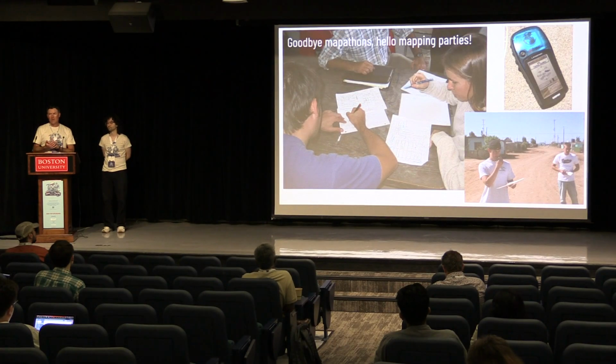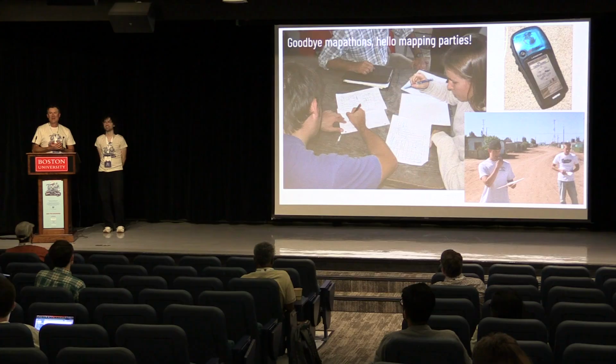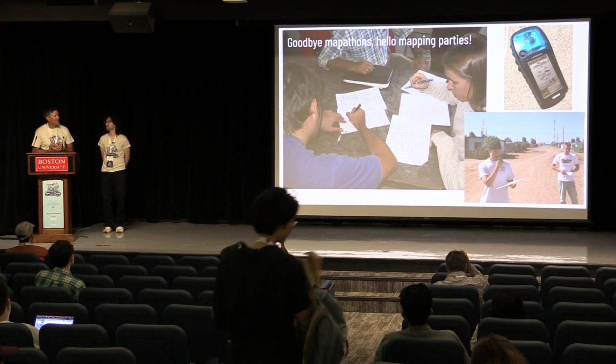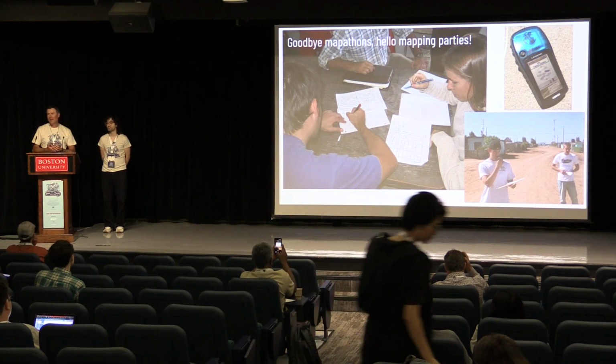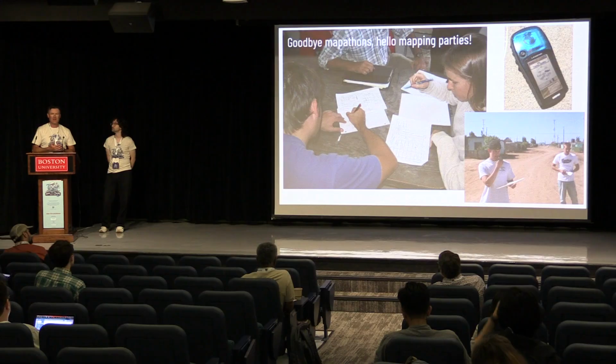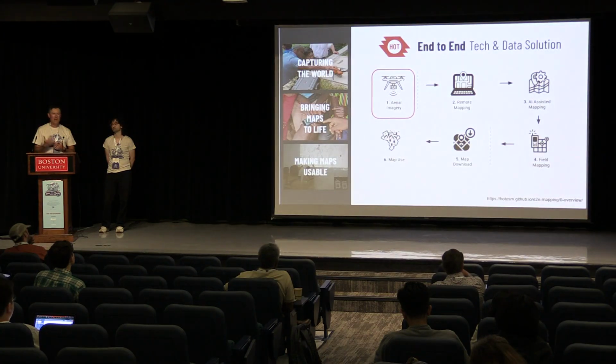So what do we do? We go back to mapping parties. Have you ever done a mapping party? Do you know what a mapping party is? Yeah, you actually go out with your GPS, that was my eTrex in 2004, and you trace or collect the points that you want to put on the map. Well, we don't necessarily have to do that.